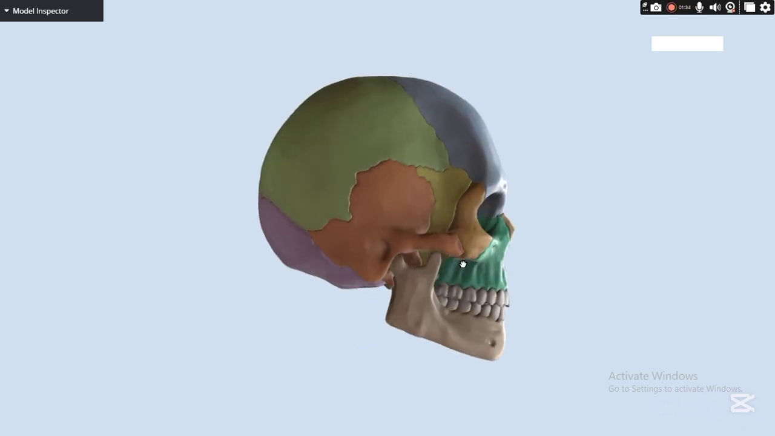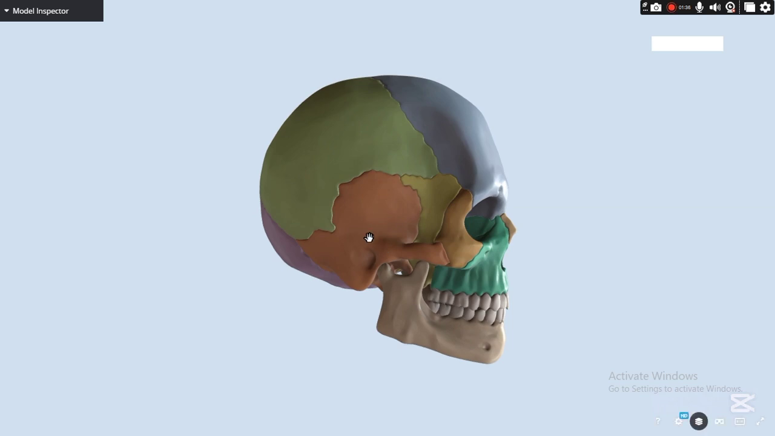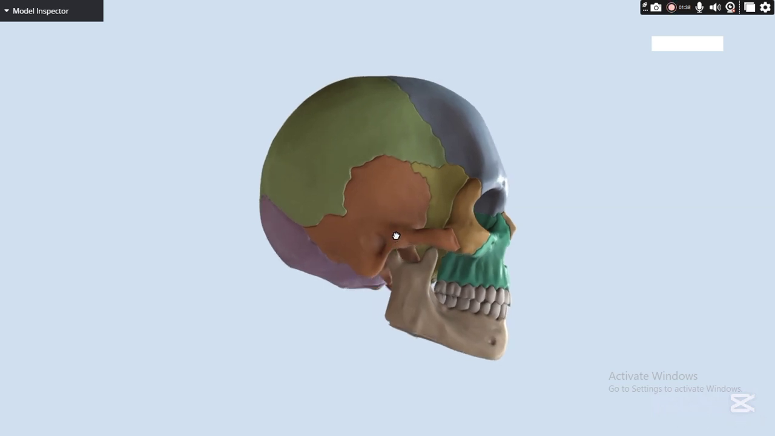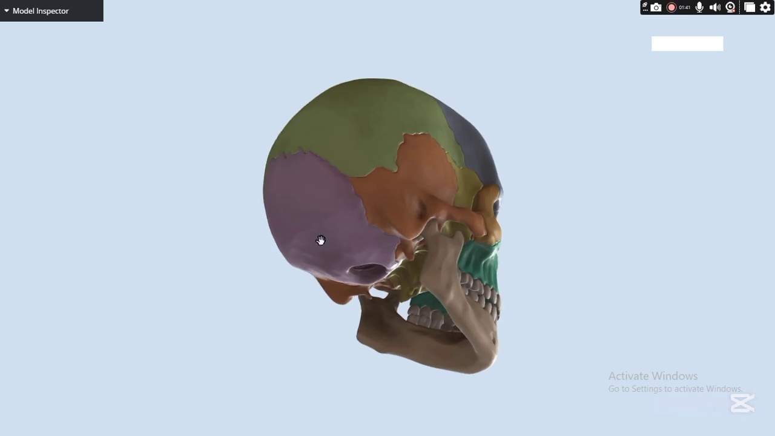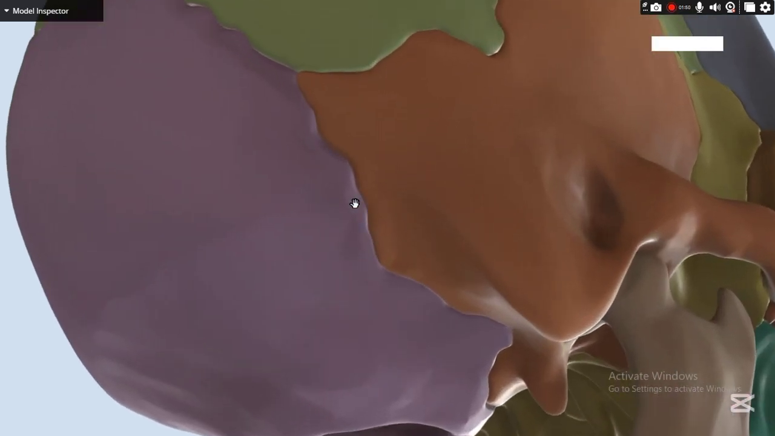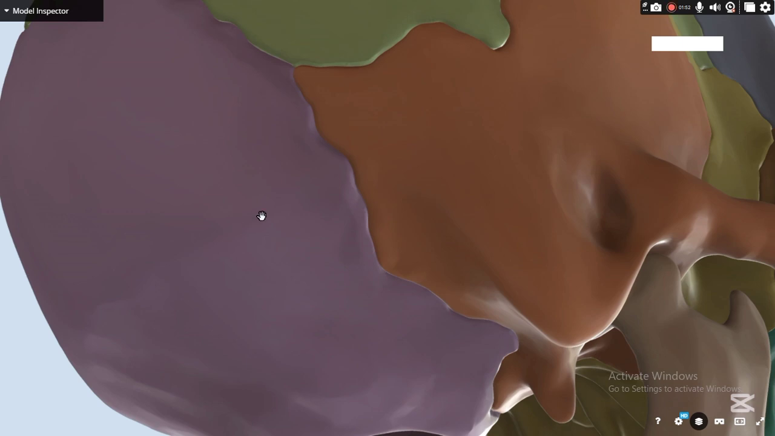Moving on, we have this bone called the temporal bone. In between the temporal bone and the occipital bone, there is a suture called the occipitomastoid suture. This suture is located between the occipital bone and the temporal bone.